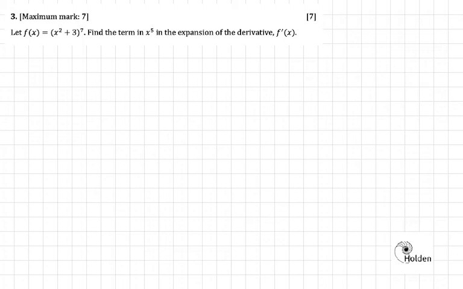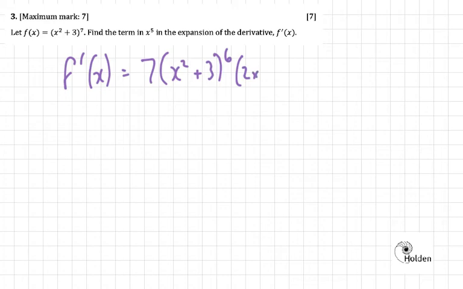So the first way I saw it is I want to derive this function using the chain rule. That leads us to f prime being 7 (x squared plus 3) to the power of 6, but then multiplied by the derivative of the brackets. That is equal to 14x (x squared plus 3) to the power of 6. Right, the bit that I'm interested in is here.